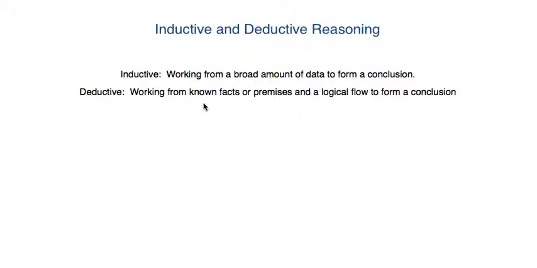In deductive reasoning, we work from known facts or premises and a logical flow to form a conclusion that we can test to see if it's true or false. And in order for the conclusion to be true, the facts or premises likely both have to be true as well. If one of them is true and the other one is false, then you're going to get an invalid conclusion. And if they're both false, you might end up with a true conclusion. Anyway, we'll look more at that in a future lesson.